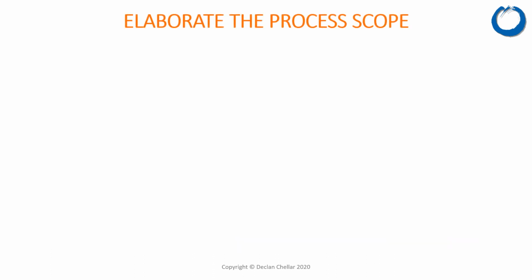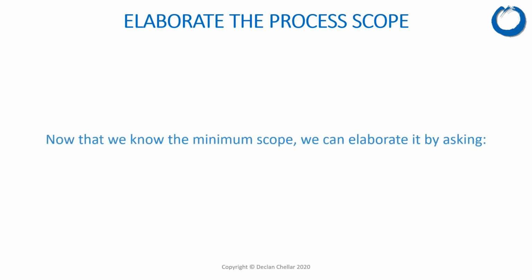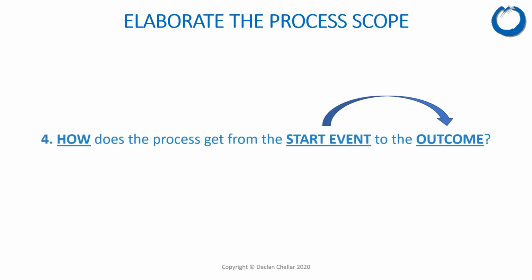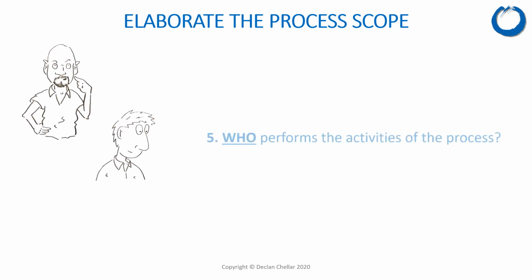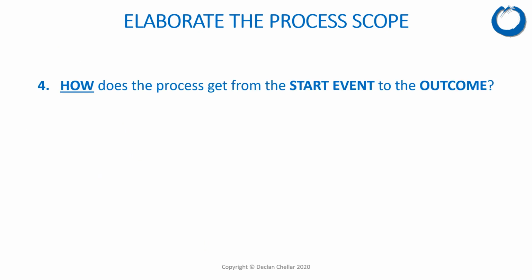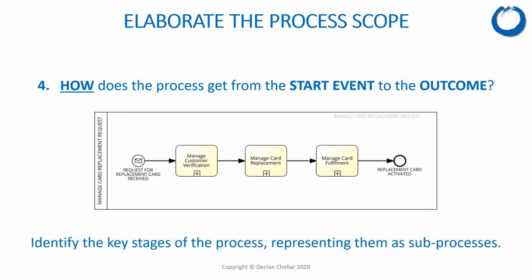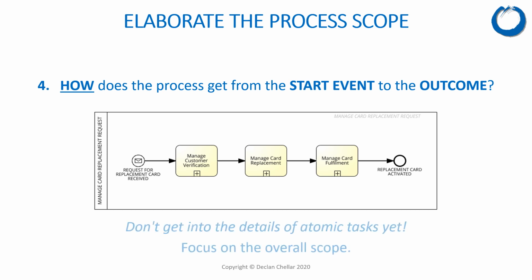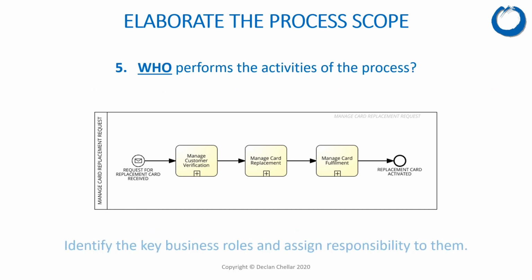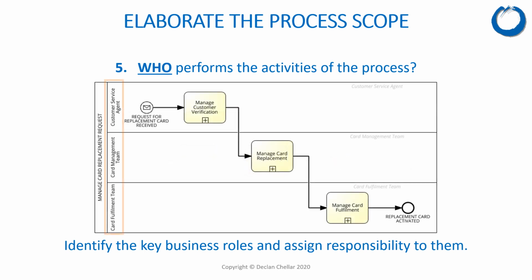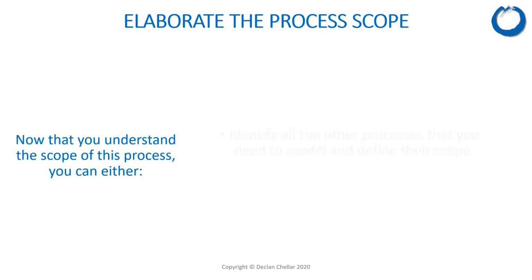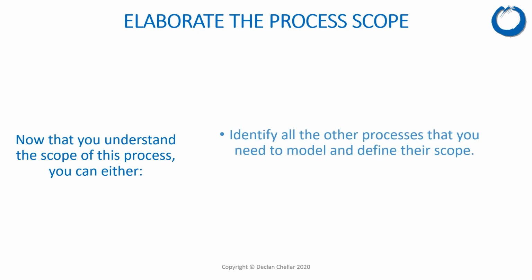Elaborate the process scope. Now that we know the minimum scope, we can elaborate it by asking, how does the process get from the start event to the outcome? Who performs the activities of the process? Identify the key stages of the process, representing them as sub-processes. Don't get into the details of atomic tasks yet. Focus on the overall scope. Identify the key business roles and assign responsibility to them. Now that you understand the scope of this process, you can either identify all the other processes that you need to model and define their scope, or investigate the details of this process.